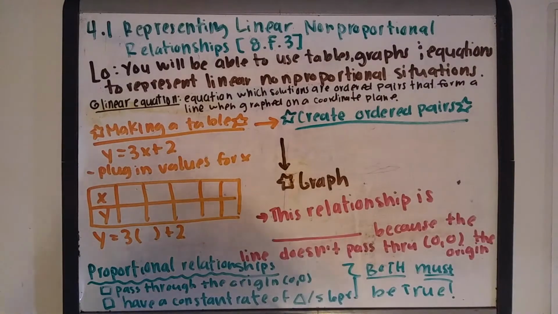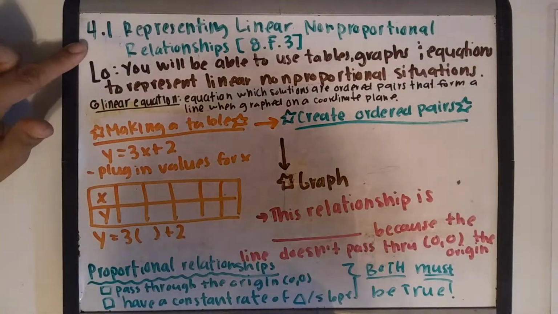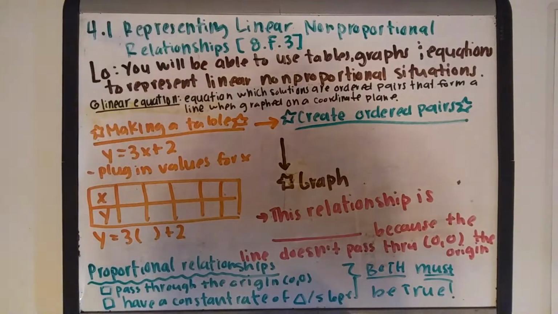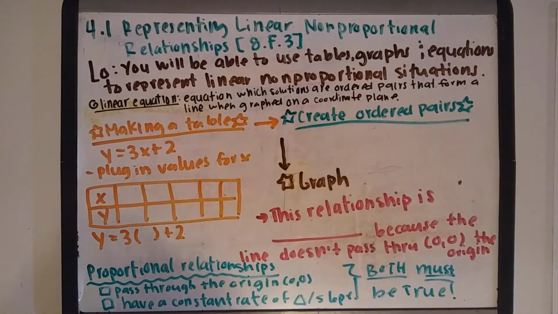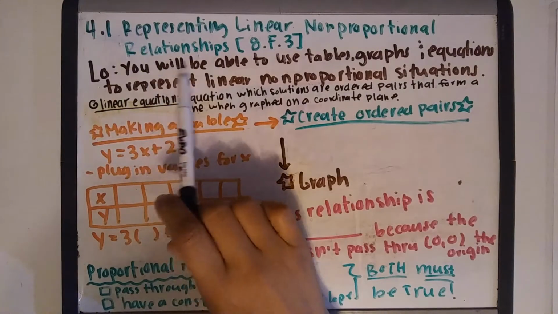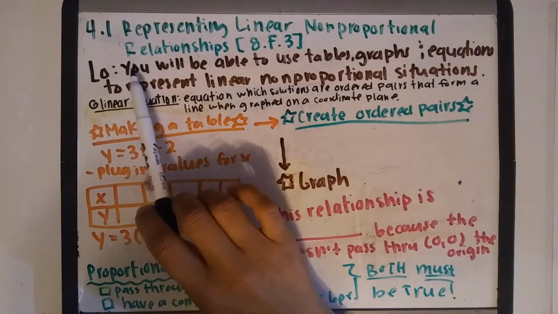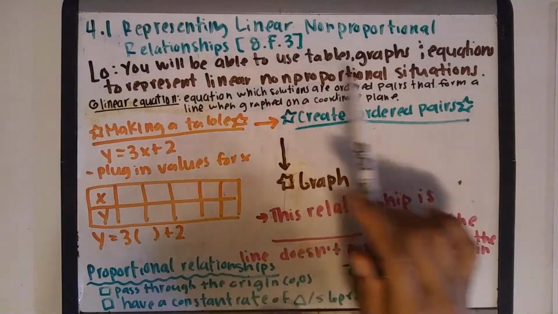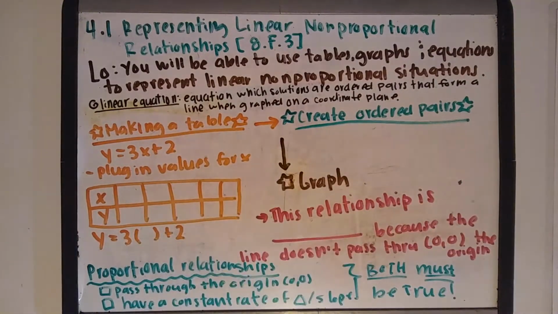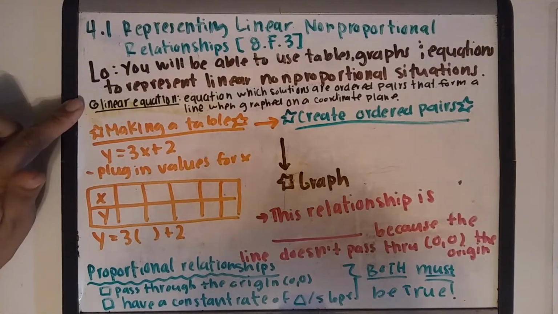Okay guys, so this is 4.1 and we're going to be representing linear non-proportional relationships. That's the standard, and you should write in your learning objective: I will be able to use tables, graphs, and equations to represent linear non-proportional situations with at least 80% accuracy given practice.